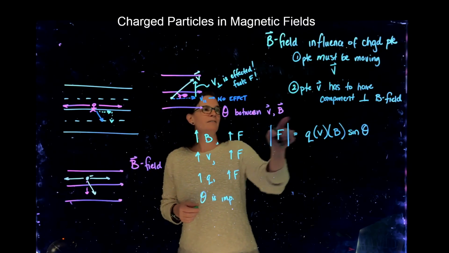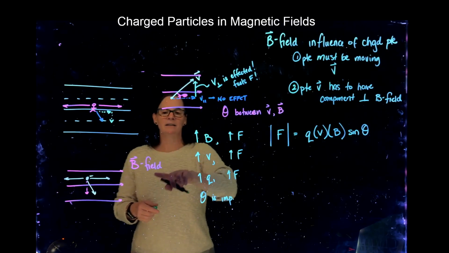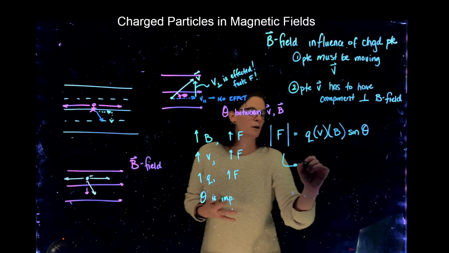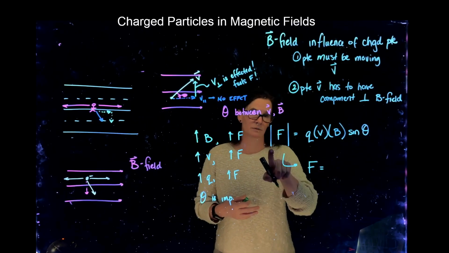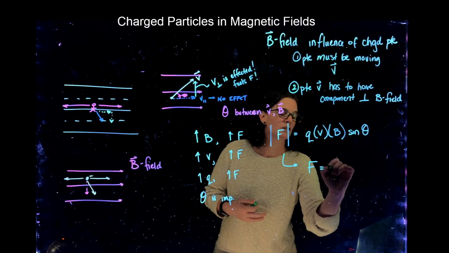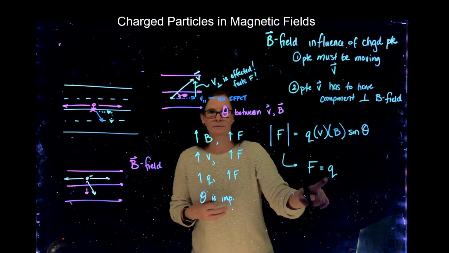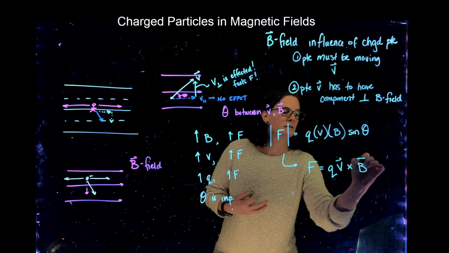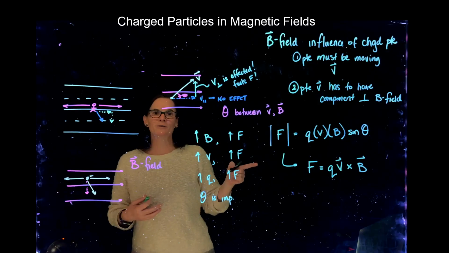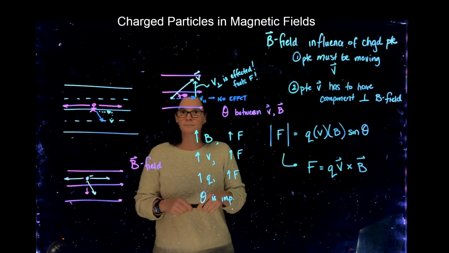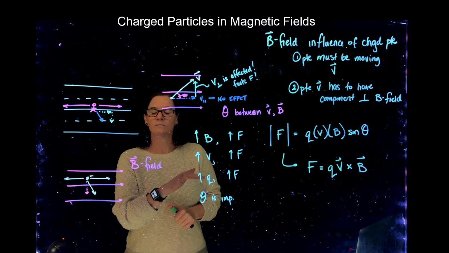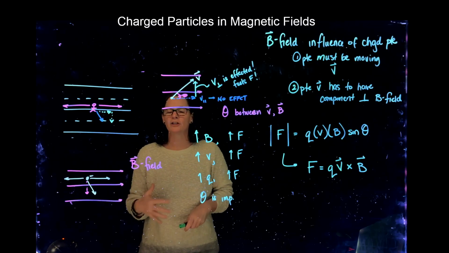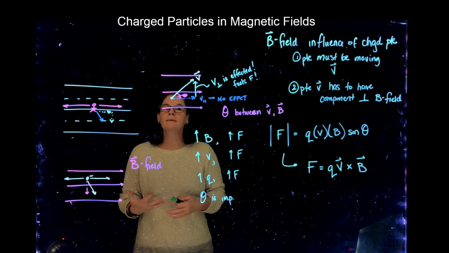Now we know that velocity and the magnetic field are both vectors. This was the magnitude; the full equation equates mathematically to the charge, whatever the strength of that charge is, times the velocity crossed with the magnetic field. That might look familiar from our study of Physics 1 when we looked at torque. This cross product allows us to get the direction of the force that the particle feels.